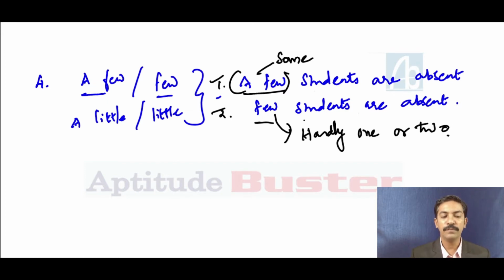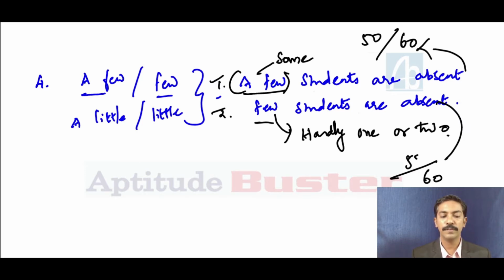In other words, when you say few students are absent, you mean to say almost everyone is present, meaning one or two are absent. When you say a few students are absent, it means some students are absent. If the class strength is 60 and 50 have attended, we can say a few students are absent for sentence 1. For the second sentence, of strength 60, if 57 have attended, then we would say few students are absent, meaning hardly one or two being absent. The same difference can be applied to the words a little and little. I'll give you an example.